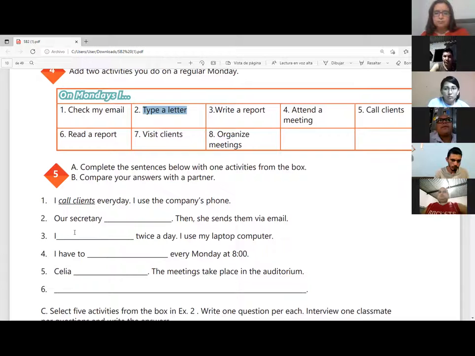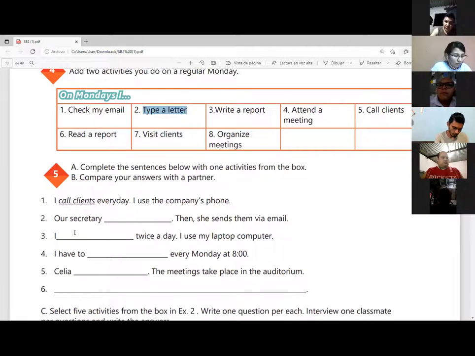Okay, how about number three. I check my email twice a day. I use my laptop computer. Okay. How about number four? I have to attend a meeting. I have to organize meeting every Monday at 8.